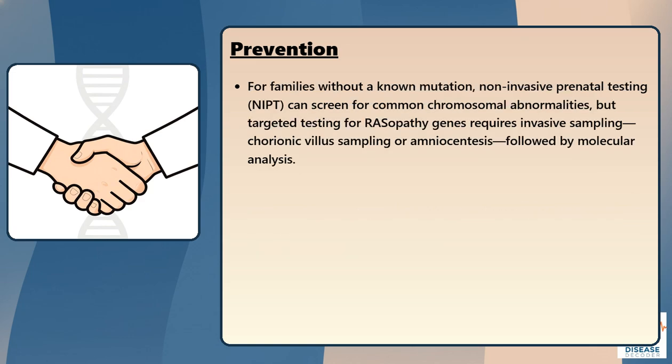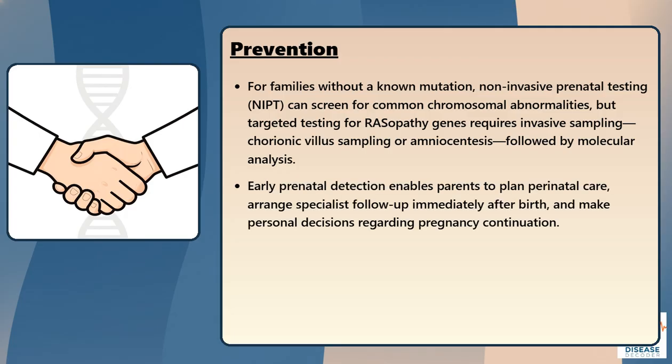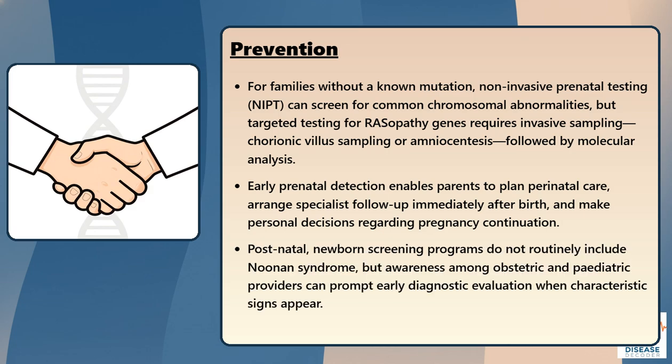For families without a known mutation, non-invasive prenatal testing can screen for common chromosomal abnormalities, but targeted testing for RASopathy genes requires invasive sampling, chorionic villus sampling, or amniocentesis, followed by molecular analysis. Early prenatal detection enables parents to plan perinatal care, arrange specialist follow-up immediately after birth, and make personal decisions regarding pregnancy continuation. Postnatal, newborn screening programs do not routinely include Noonan syndrome, but awareness among obstetric and pediatric providers can prompt early diagnostic evaluation when characteristic signs appear.